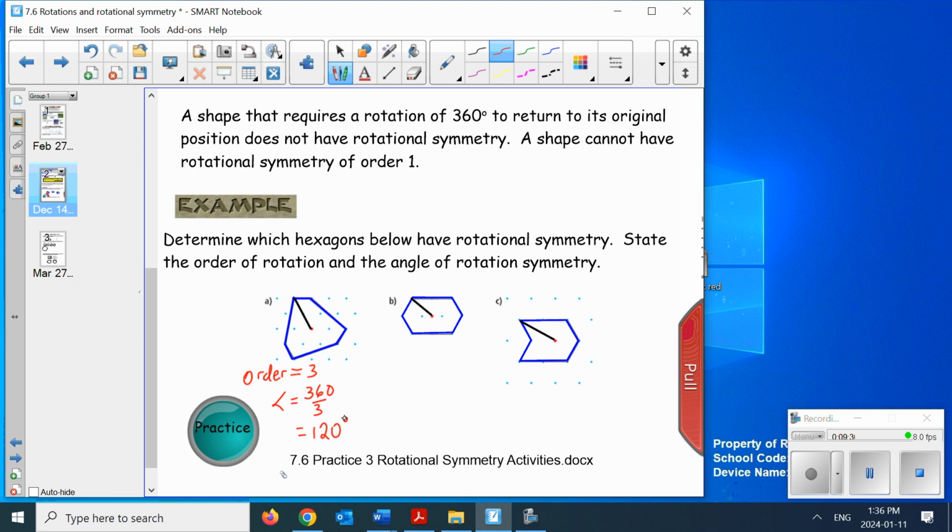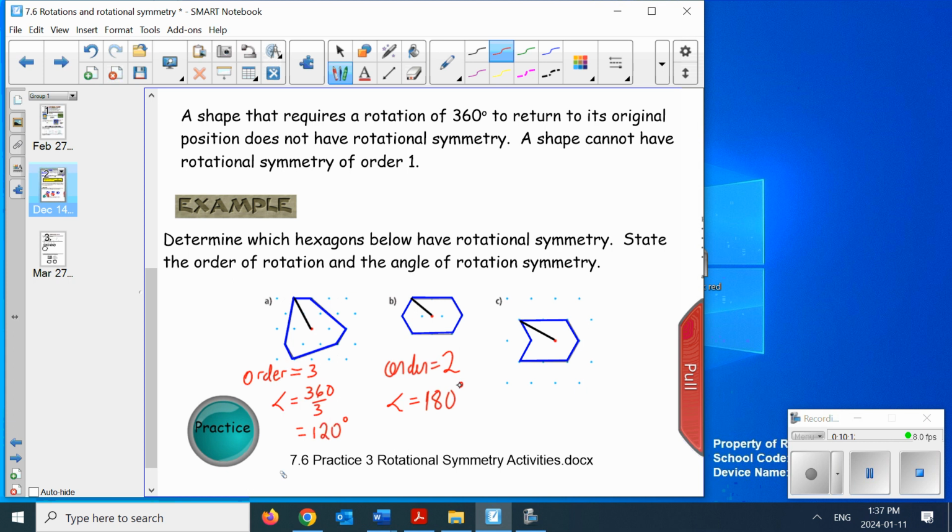What about B? Does it have rotational symmetry? How many times? 2. I'll show it just in case. 1, back again, 2. Order 2. Angle: 360 divided by 2 is 180. That's the angle you have to spin until you get to the next position. So order equals 2, and the angle equals 180 degrees.